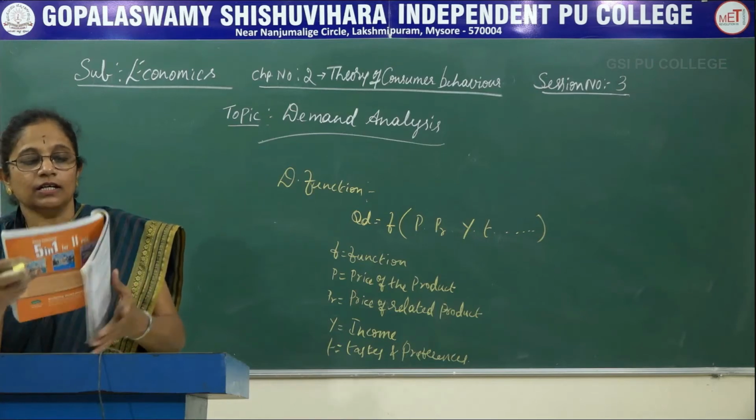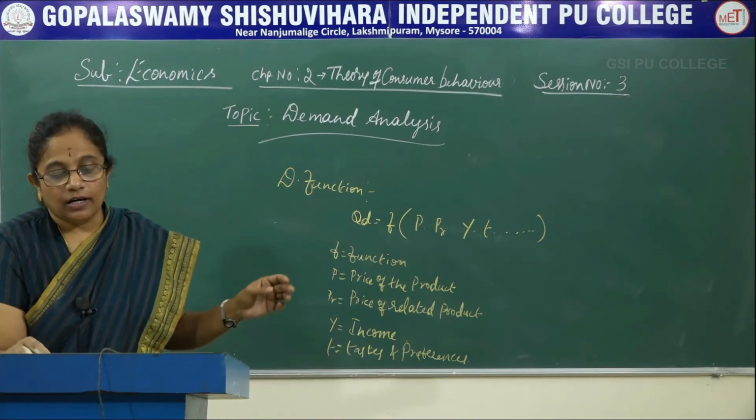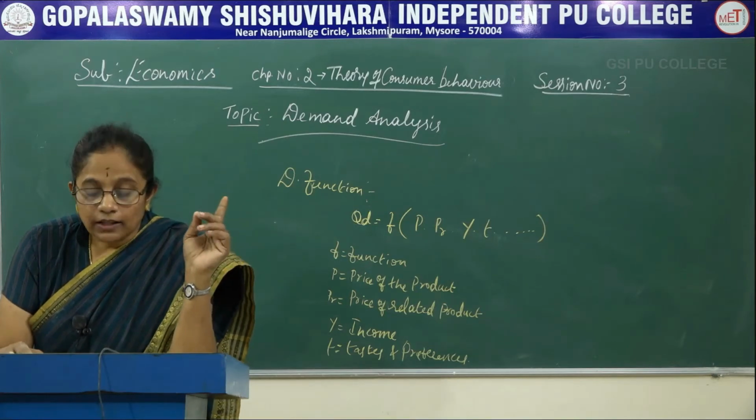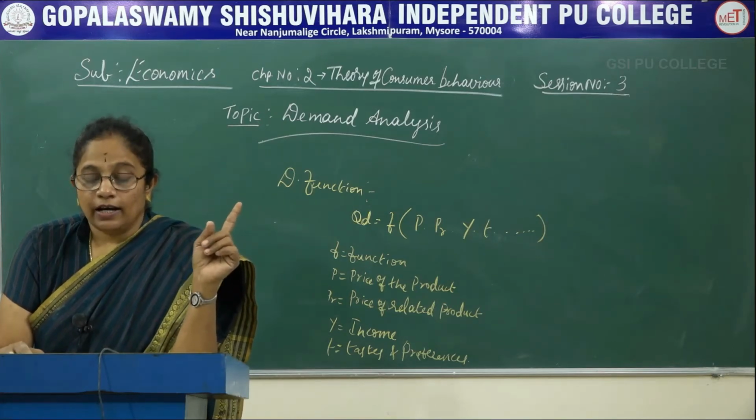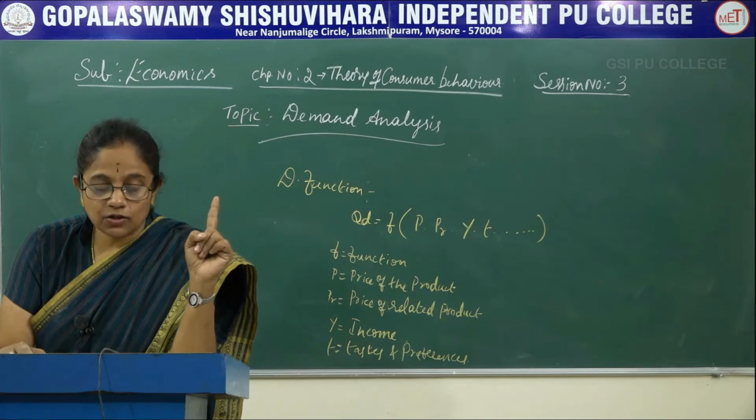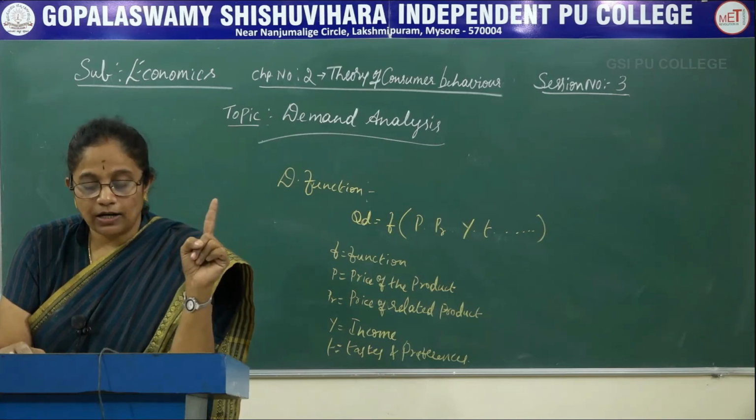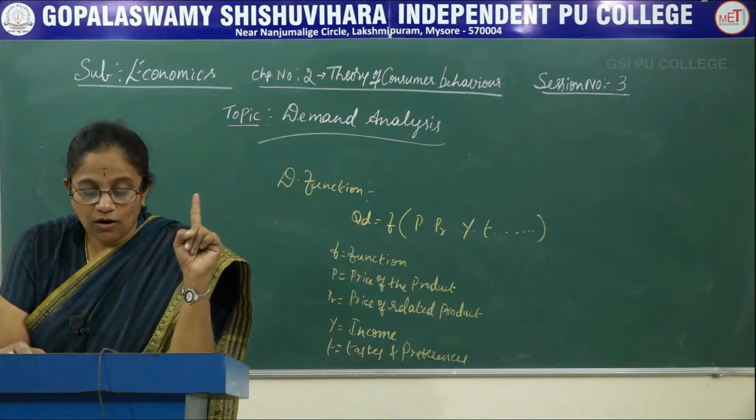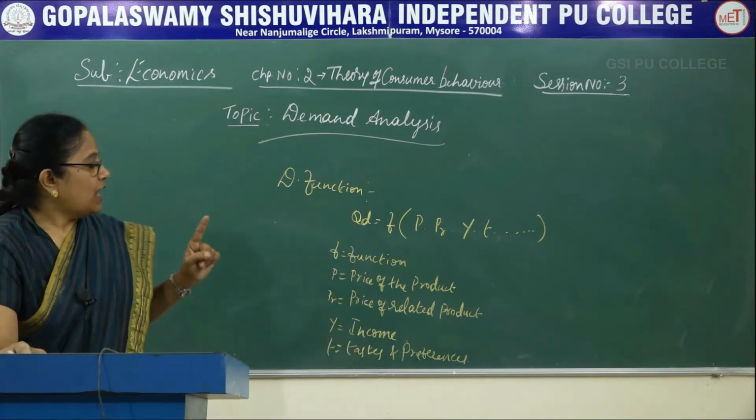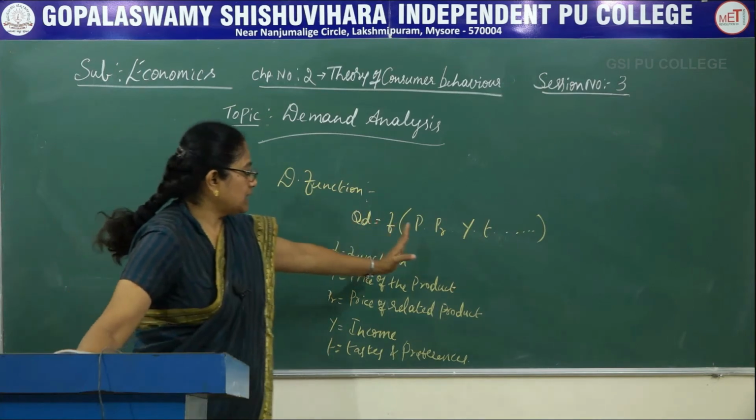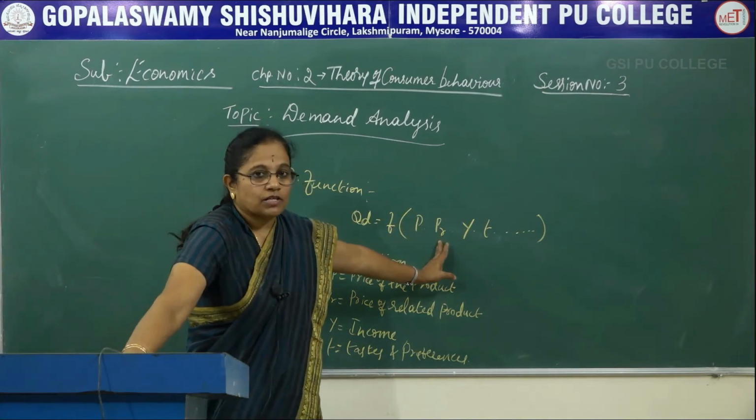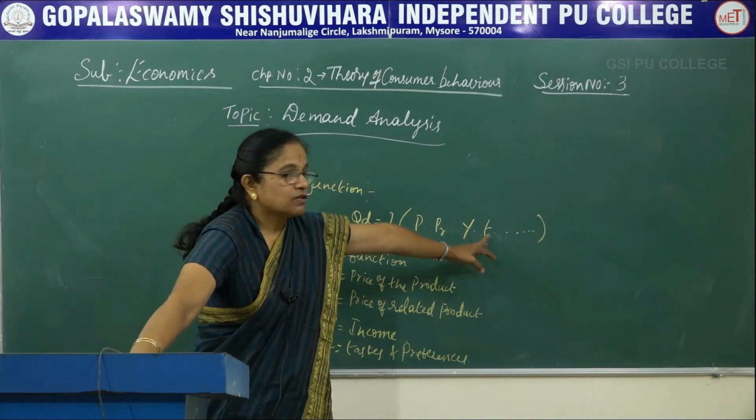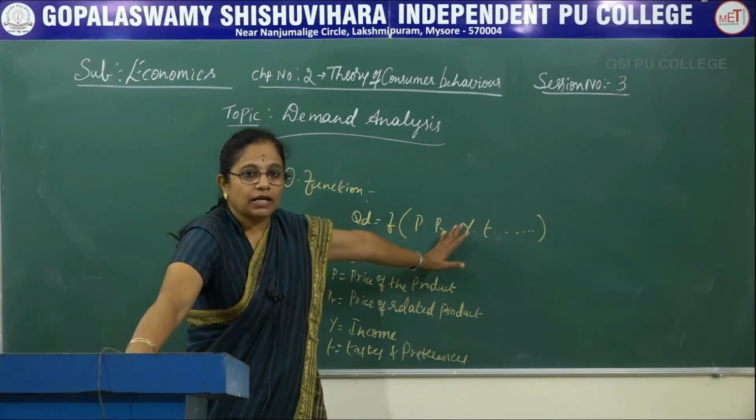So now let's see the law of demand. The law of demand is as follows. Other things being equal, a fall in the price leads to expansion in demand and a rise in the price leads to the contraction of demand. Other things being equal, meaning the price of related products or price of substitutes, income of the consumer, and taste and preference of the consumers.